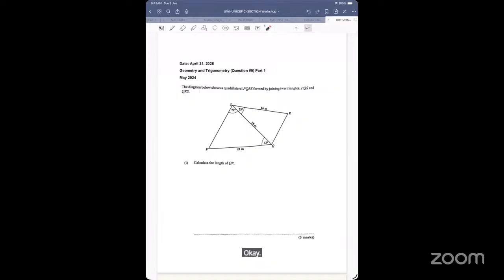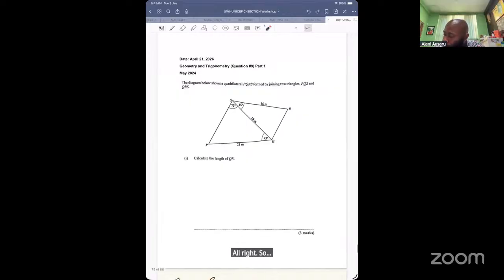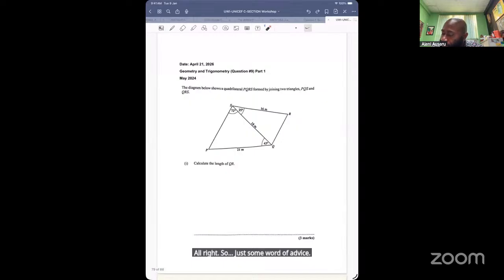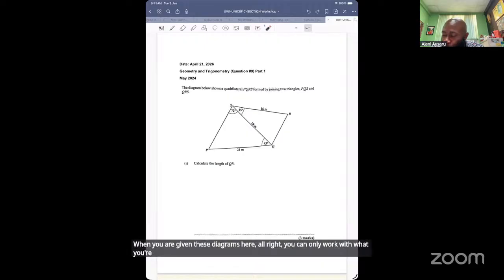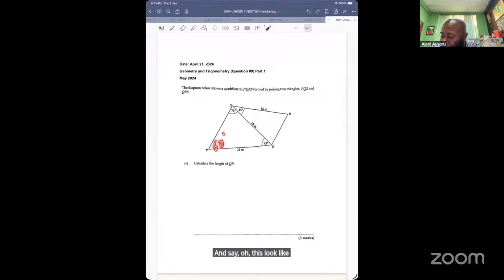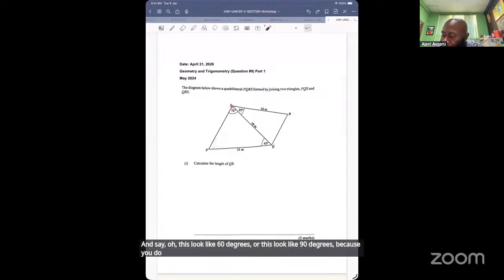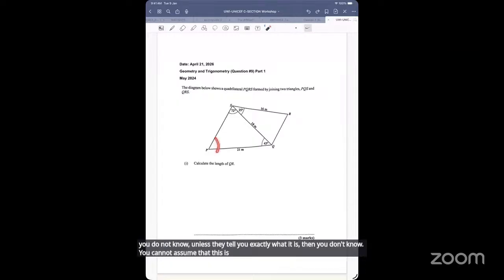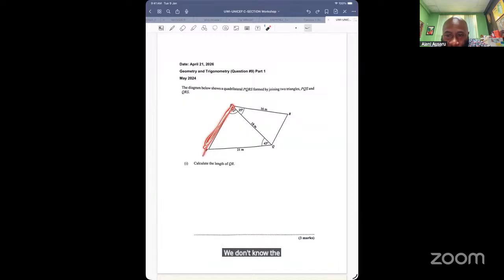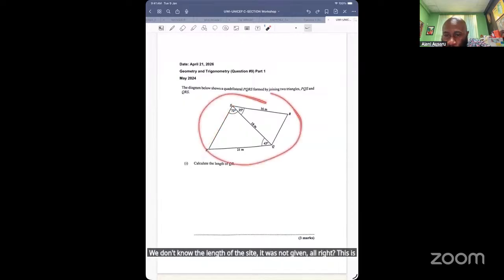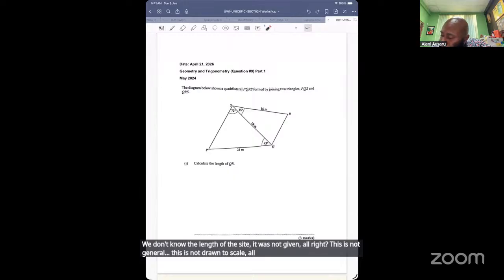All right, so just some word of advice. When you are given these diagrams, you can only work with what you're given. Do not look at the picture and say, oh, this looks like 60 degrees or this looks like 90 degrees, because you do not know. Unless they tell you exactly what it is, you cannot assume or guess. This angle here that I'm marking on the screen, you don't know what it is. We don't know the length of this side. It was not given. This is not drawn to scale. The only thing you know is what is given.